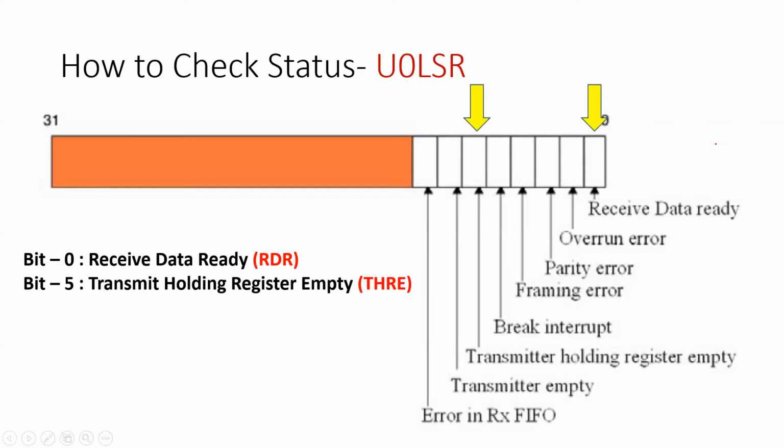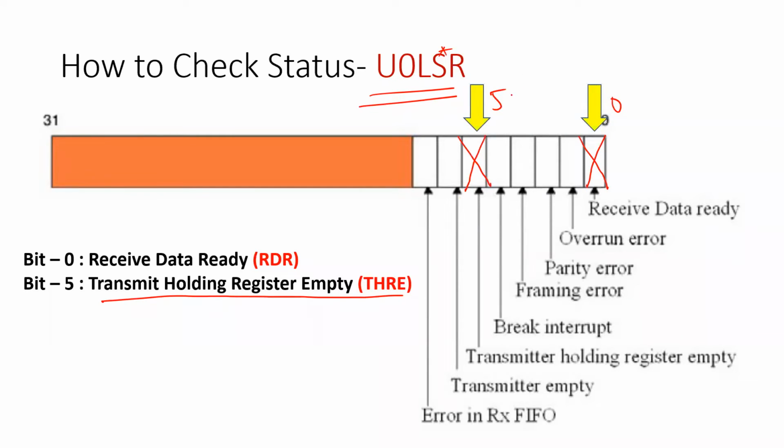And during transmission and reception, we have to take the help of the UART0 line status register. Make a note of this S here. S stands for status register. Two bits are important for me. The first one is the fifth bit, and the next bit is the 0th bit. What is the significance of the fifth bit? Transmit holding register empty flag.